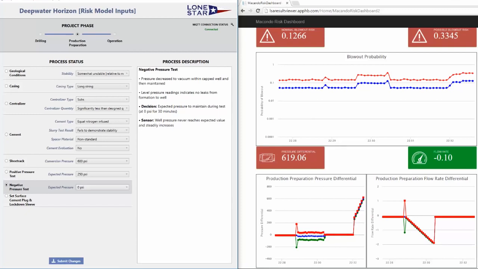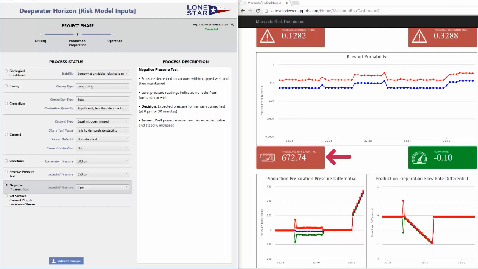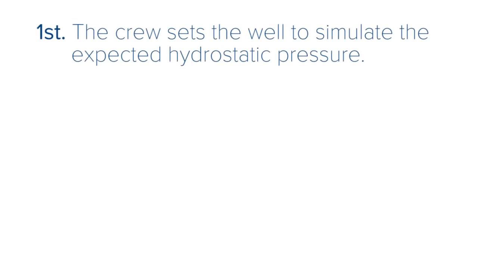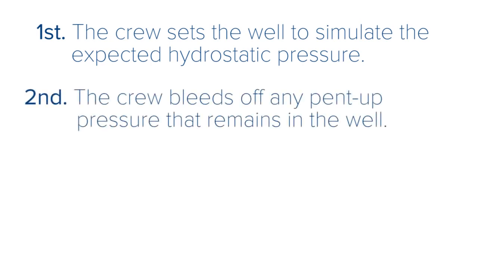Sensor readings inside the wellbore increased, so a second test was performed using the kill line. The rise in pressure in the wellbore was attributed to bladder effect. First, the crew sets up the well to simulate the expected hydrostatic pressure. Second, the crew bleeds off any pent-up pressure that remains in the well.